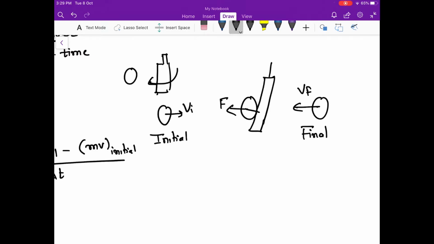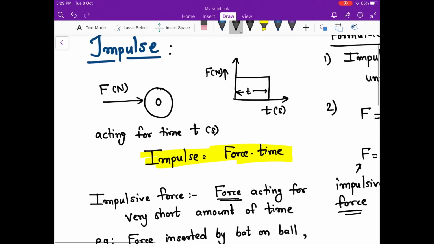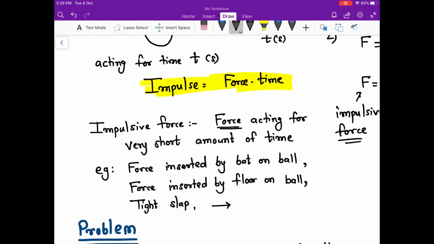Now the time of contact of the bat with the ball is, let us say, t seconds. So these four quantities are required: initial momentum, if we know the velocity and the mass of the ball, final momentum, which is mass of the ball into the final velocity, and the time of contact t, that will be given, and the impulsive force, the force exerted by the bat on the ball, is called impulsive force. Impulsive force is a force which is acting for a very short period of time. For example, a bat hitting a ball is one example of impulsive force.